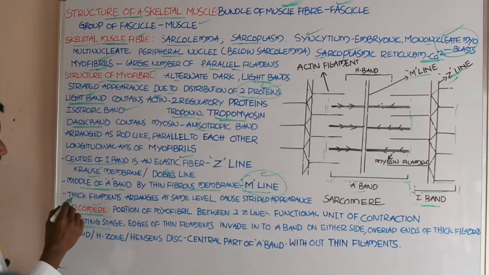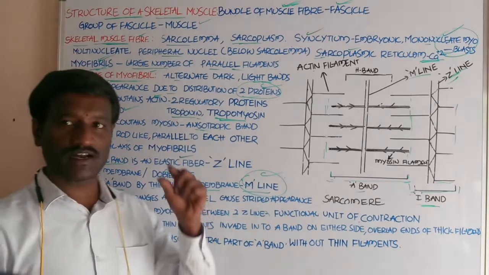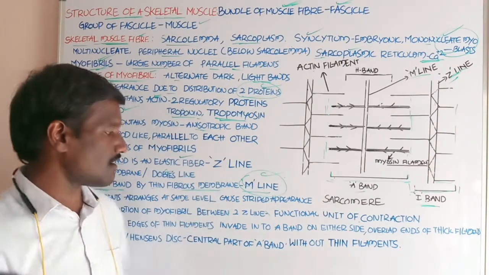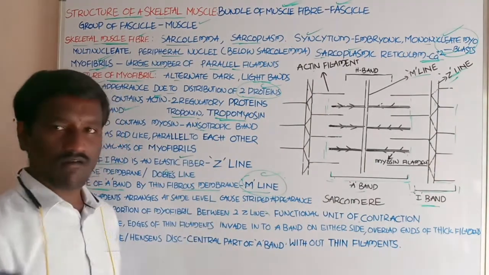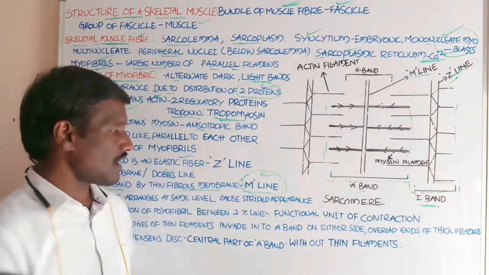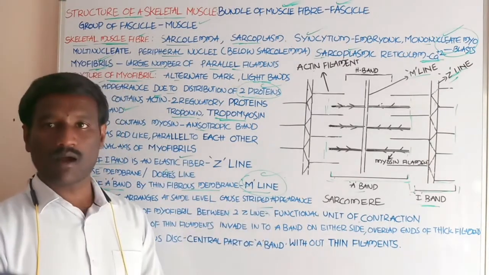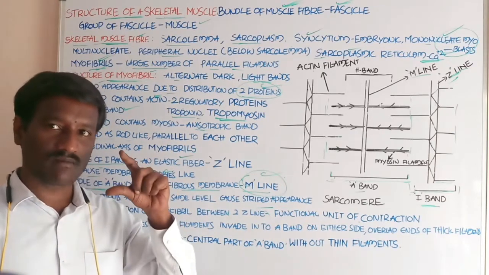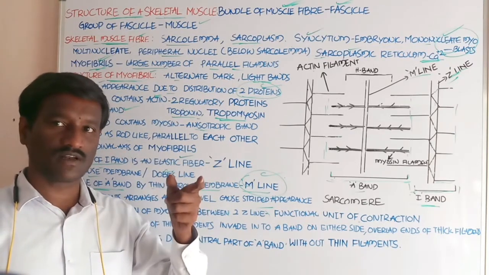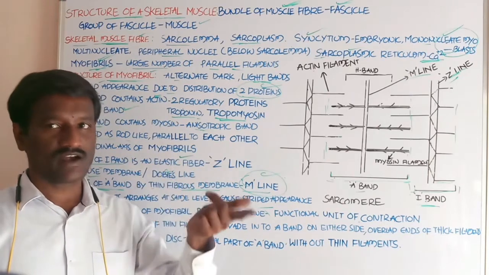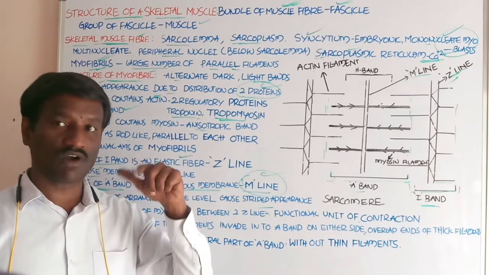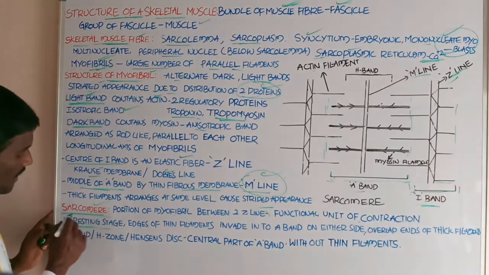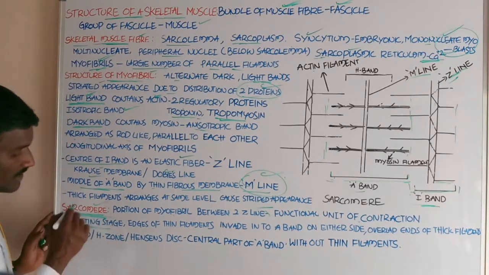Another one, thick filaments are arranged at the same level and cause the striped appearance. Okay student, these are the skeletal muscles, also called striped muscle, striated muscle, and also called voluntary muscle. Okay student. Now, what about the sarcomere?